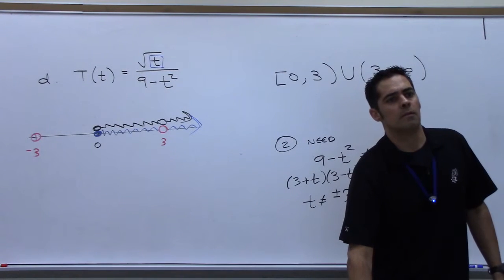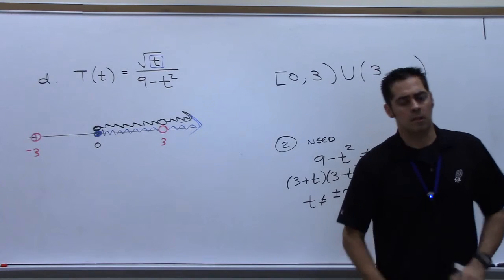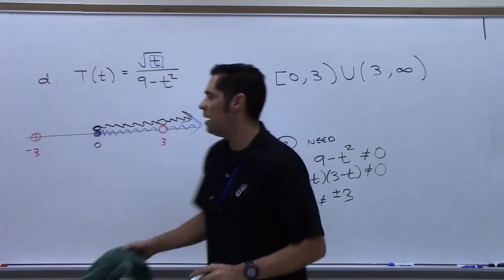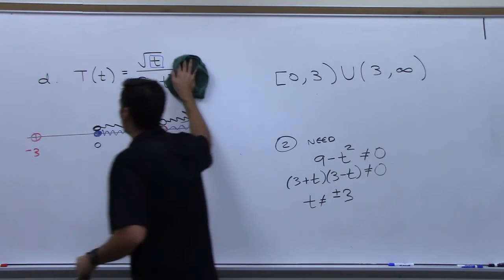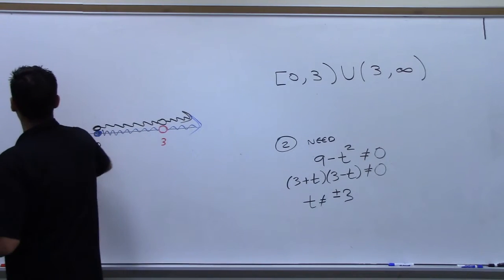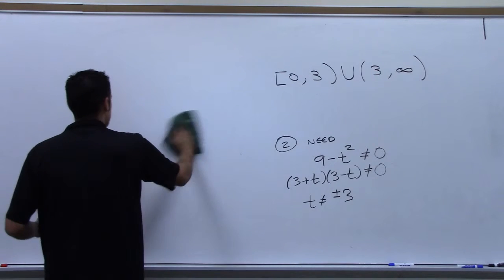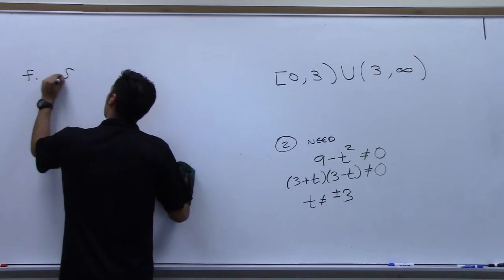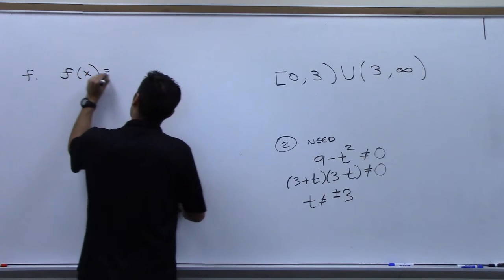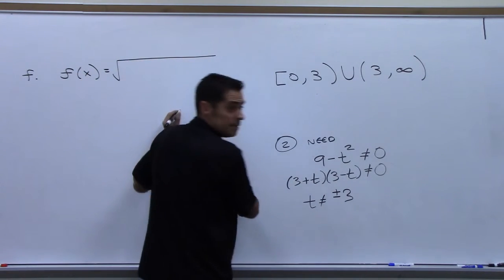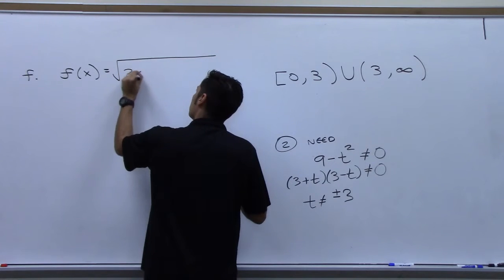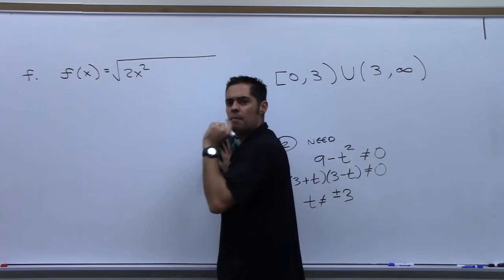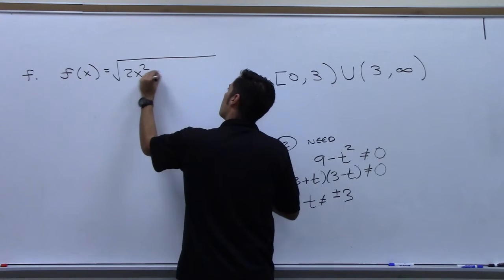All right, let's look at this last one. I'm going to skip E. I'm going to go to F. F's the most complicated one up there, and probably the type of problem that I like to ask on a test. Something like F. F of x is the square root of 2x squared plus 9x plus 4.